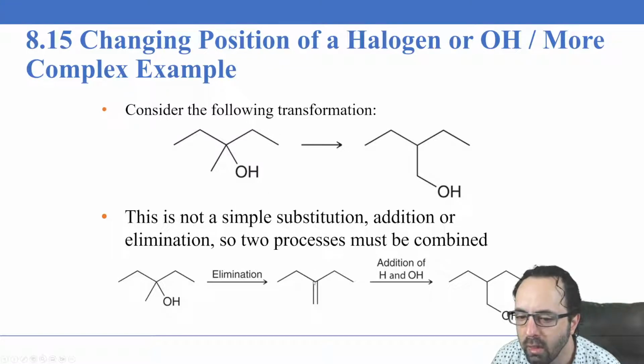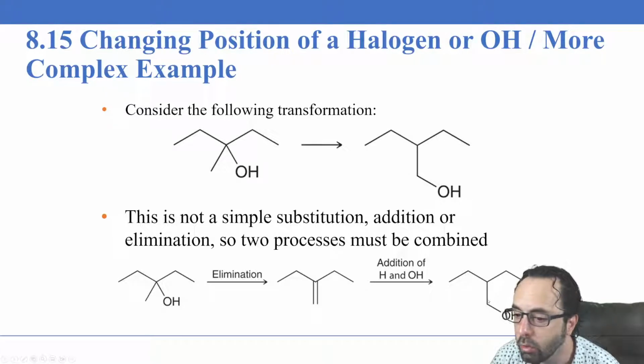So it's important that we don't do an elimination that produces the more substituted product. We don't want the Zaitsev product. We want the Hofmann product, the less substituted product. So here we're going to make sure to use a sterically hindered base to do this. And then we can do the addition of water, but notice again, we have to consider the regiochemistry.